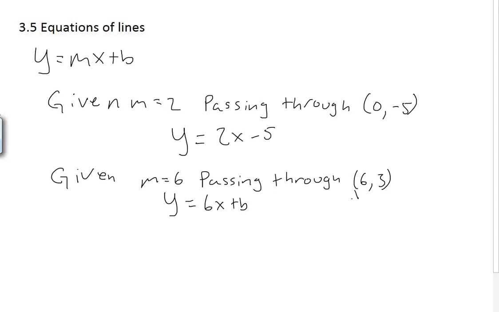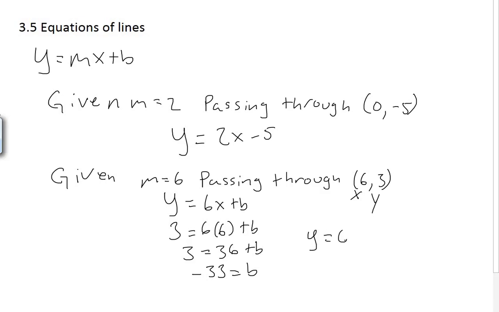The nice thing is that they did give me an x and a y value, so I can use that to plug it in and find what b actually is. Meaning if I let y equal 3 and I let x equal 6, then I get that 3 has to equal 36 plus b, or if I subtract 36 from both sides, I get -33 equals b. So then I really know m, I know b. I can find the equation of the line to be y equals 6x minus 33.